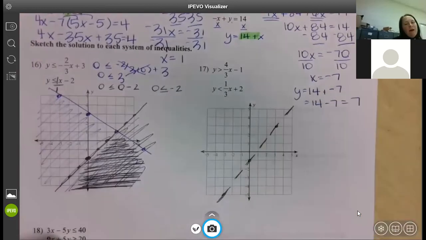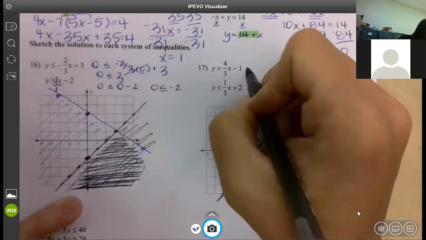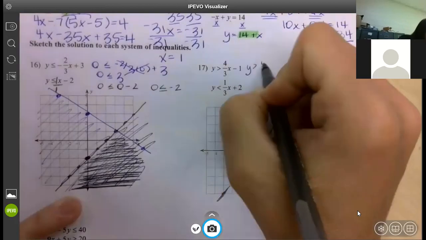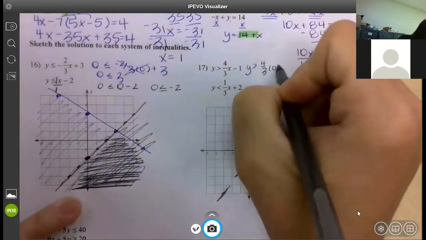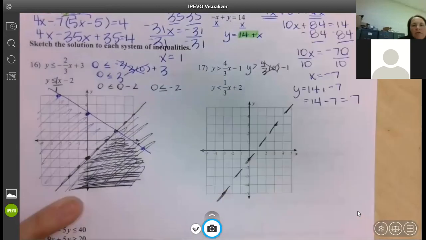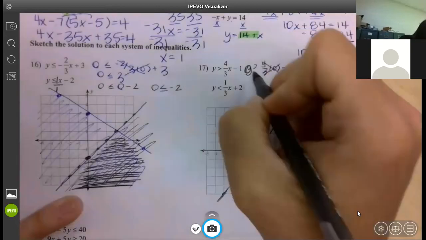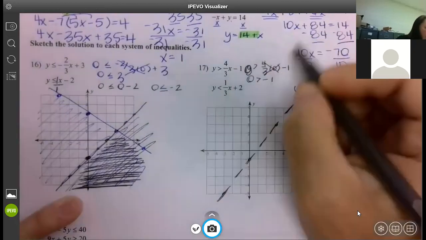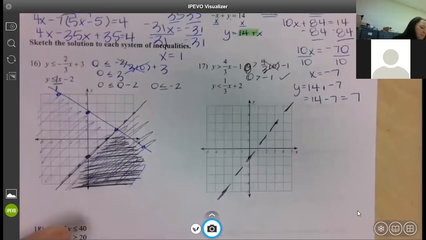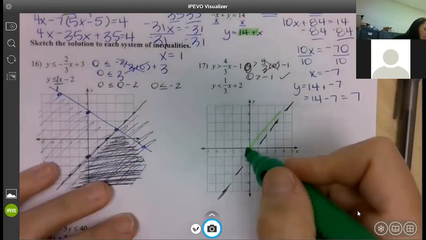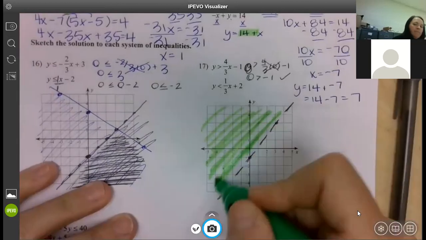Again, you're not going to have to graph it. You're just going to have to pick it out. We're going to plug in 0, 0. So y greater than 4/3 times 0 minus 1. The 4/3 times 0 cancels out. I'm sorry, this should be a 0. Is 0 greater than negative 1? It is. So we shade 0, 0.